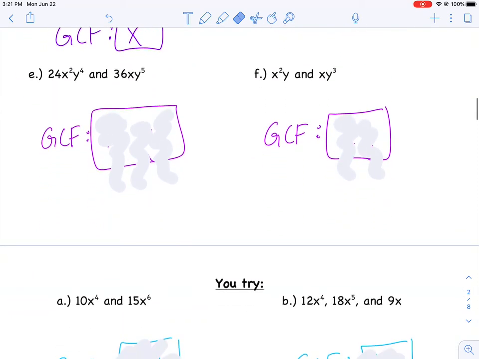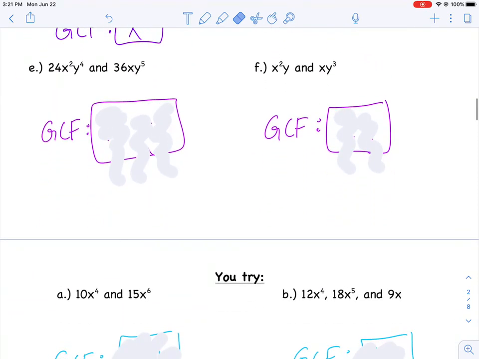Let's do one with numbers and variables. If I have 24x squared y to the 4th and 36x y to the 5th, let's first start with the coefficients, the numbers in the front. Let's find a greatest common factor between 24 and 36. So what's the biggest number that I can divide into 24 and into 36? I got 12. 12 goes into both of those equally.